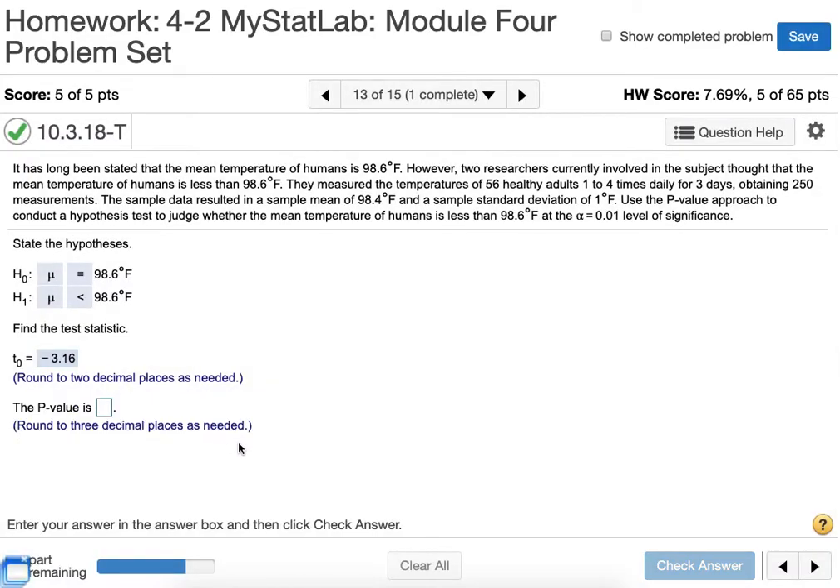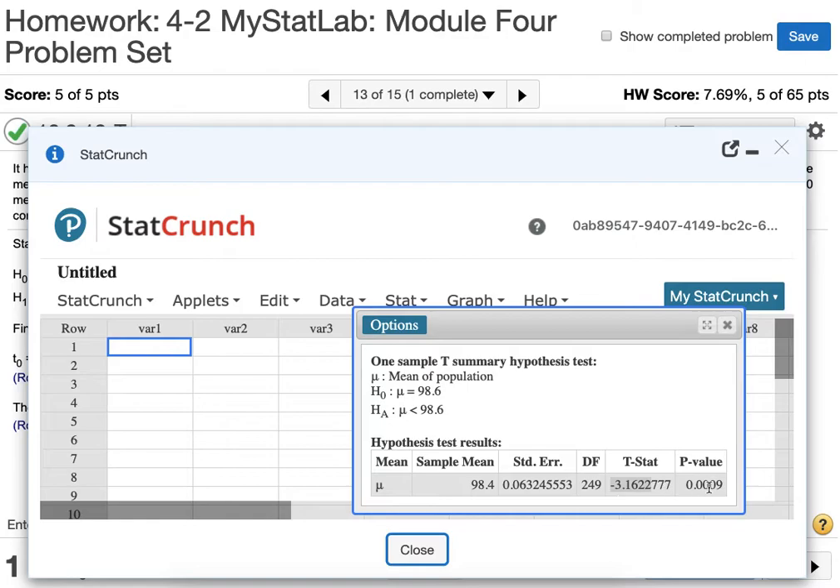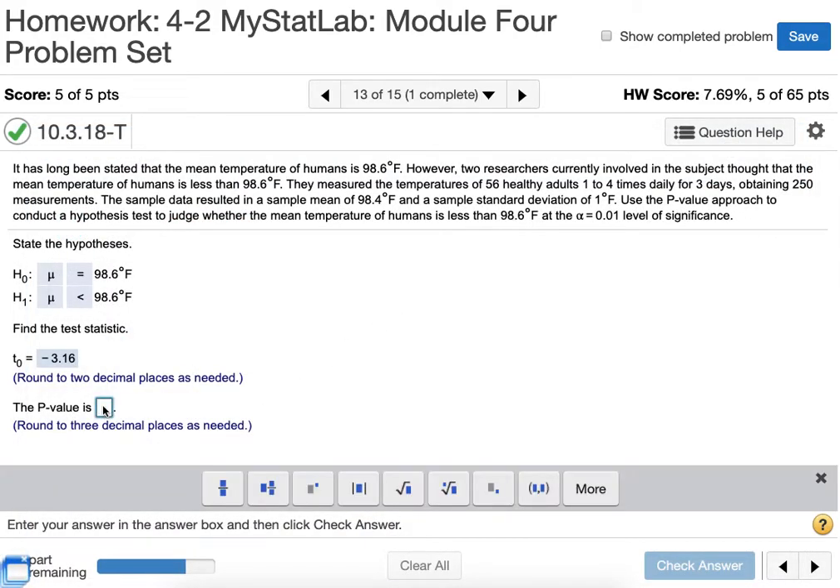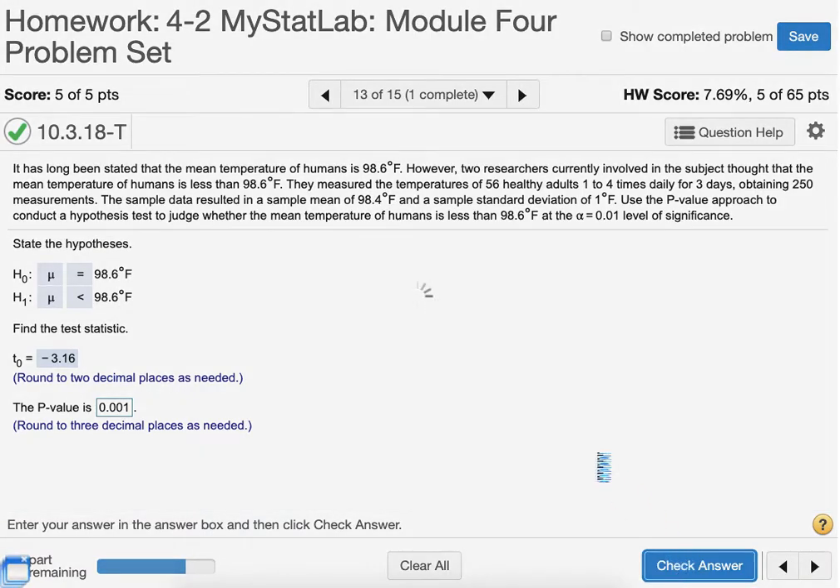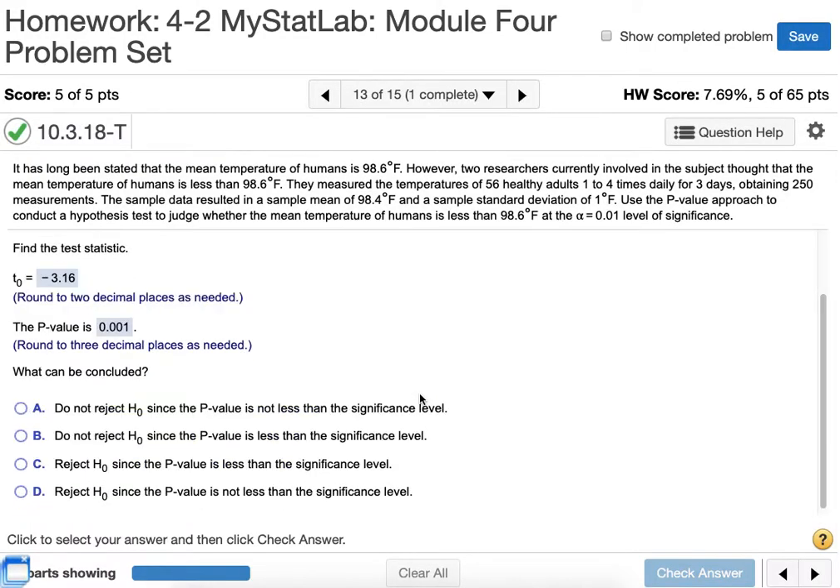Yay. Okay, and then the p-value, so we just grab that up. It's right here. And then we put that in there. And then round to 3 decimal places. So 1, 2, 3. So we would just put 1 because the 9 is more than the 5. So we round up. All right, let's check this. Fantastic.